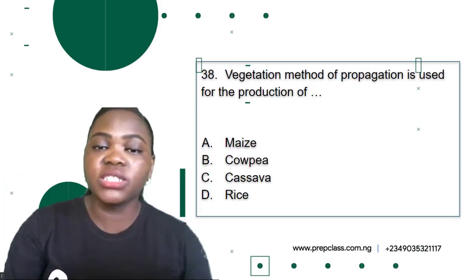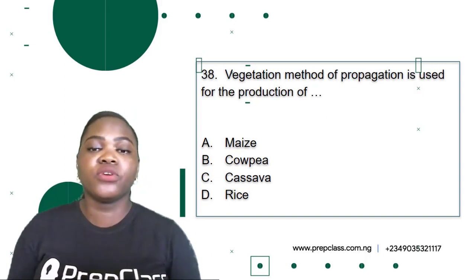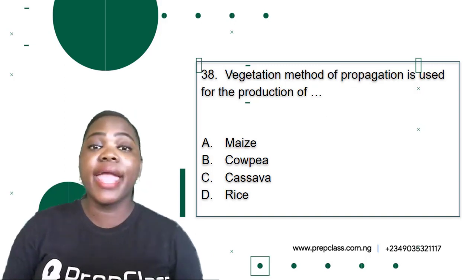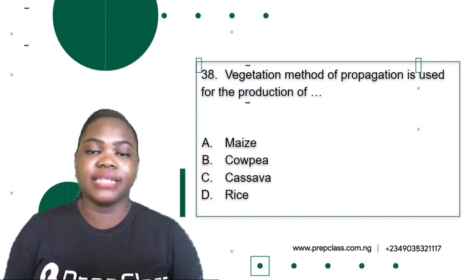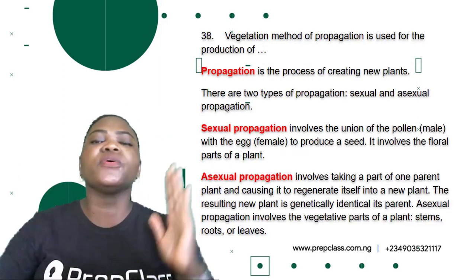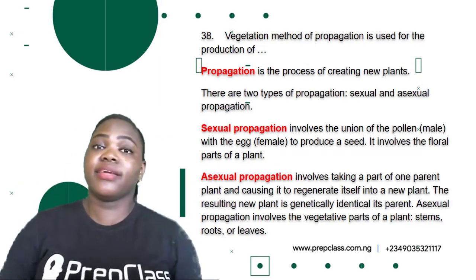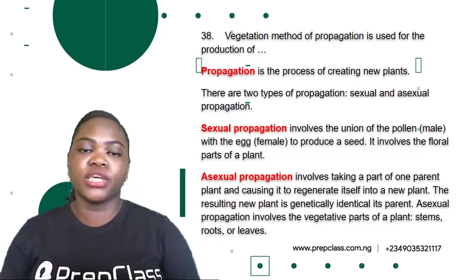Check. Question 38. Vegetative method of propagation is used for the production of dash. A. Maize. B. Cowpea. C. Cassava. D. Rice. Okay, so first of all, what is propagation? Propagation is the process of creating new plants. There are two types of propagation: sexual and asexual propagation.